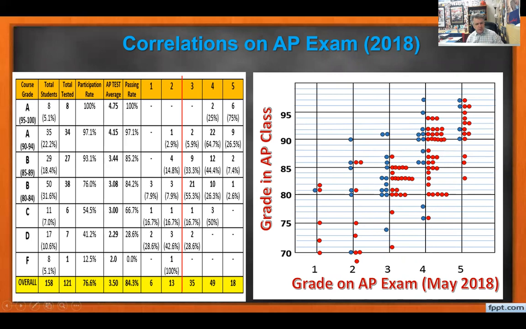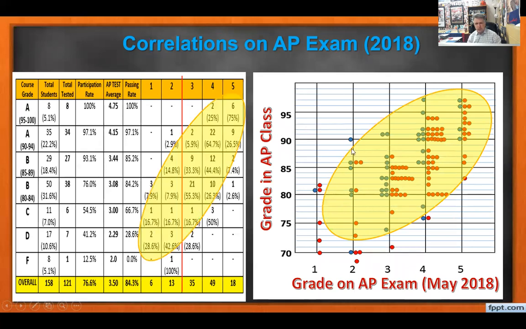If you take a look at this, it's 2018. This is where you sort of break it down: the kids who got a high A, high B, low B, C, D, F, and then the number who took the test, and then how they did on the test. And you'll generally see that the better you did in class, the higher your average AP score and the higher the passing rate in the particular class.